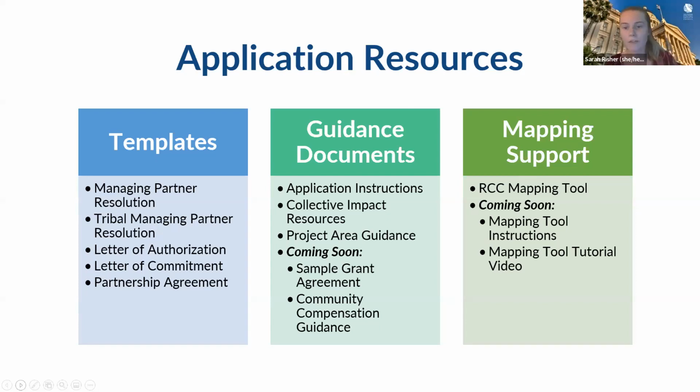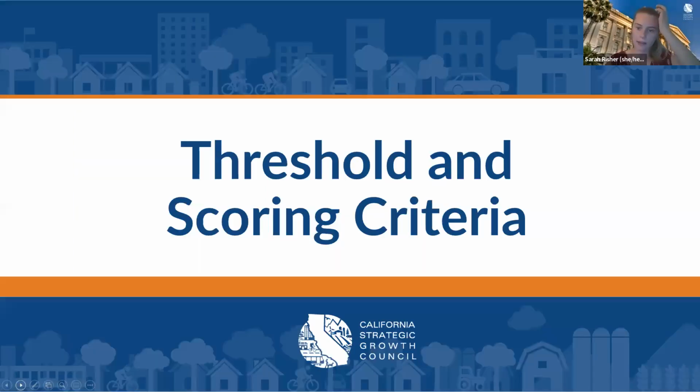And then we also have, one thing that's not on this list is our example activity table. So that is really helpful in thinking through how you want to approach the activities potentially. And then Blanca mentioned this earlier, we do have this great RCC mapping tool this round to make it easier to identify an eligible project area and provide that in your map. And we'll be releasing mapping tool instructions along with a video tutorial in the coming weeks. So we can go on to the next slide.